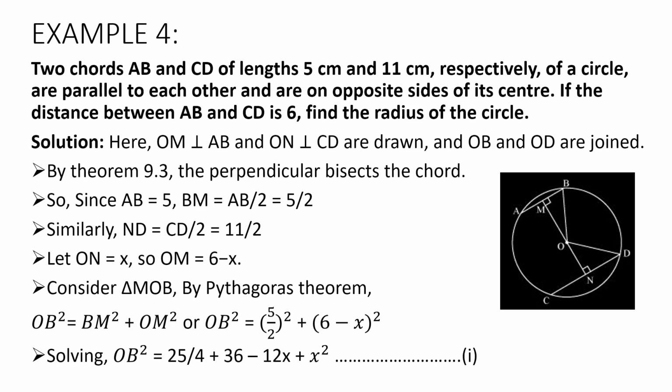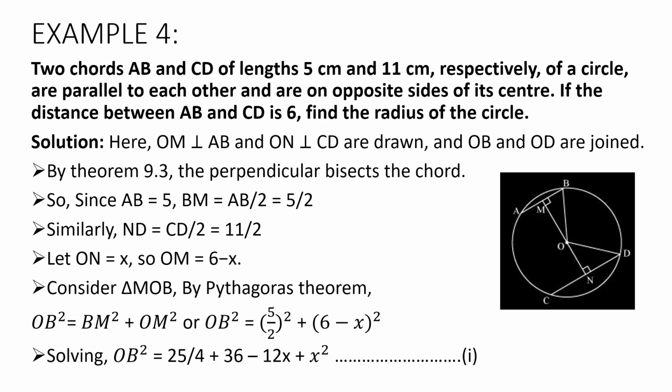O is the center of the circle. Here OM is perpendicular to AB and we can see ON is perpendicular to CD. And OB and OD are joined. Now by theorem 9.3 we know that the perpendicular which passes through the center bisects the chord.